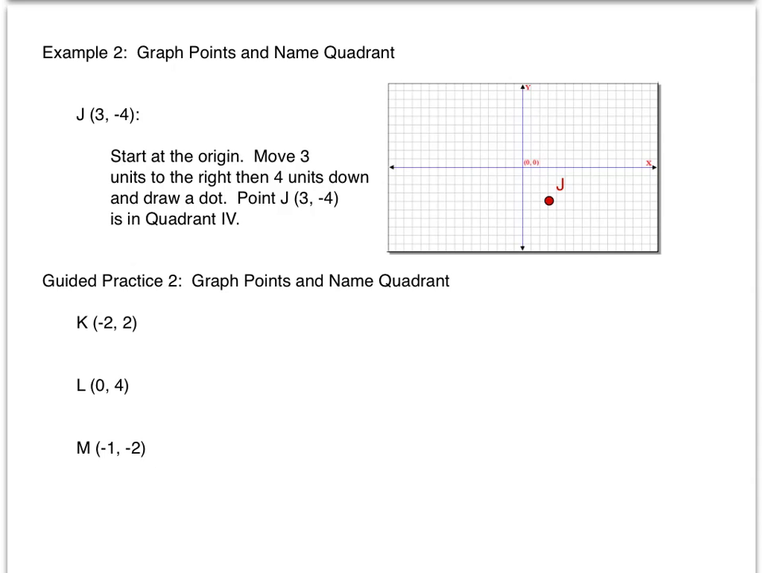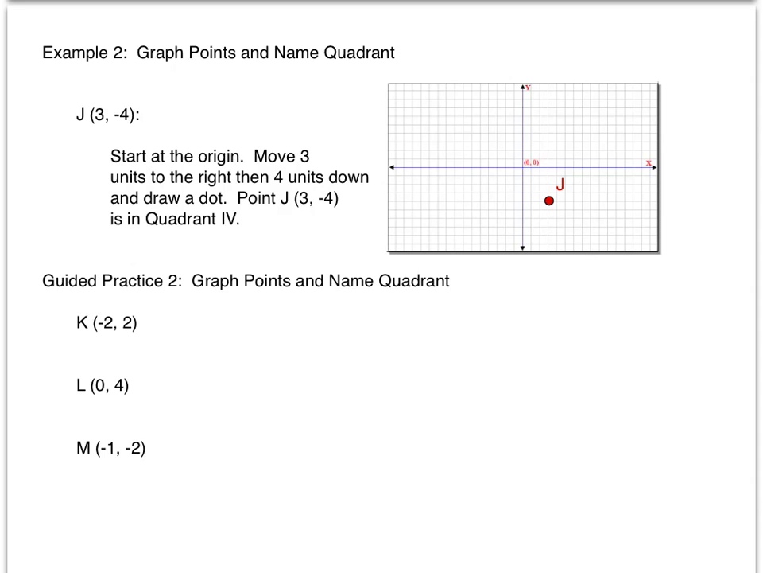Point J is (3, -4). We start at the origin and move 3 units to the right because x is positive, and then 4 units down because the y is negative, and we draw a dot. So point J, (3, -4), is in quadrant 4. Let's look at a few problems together.